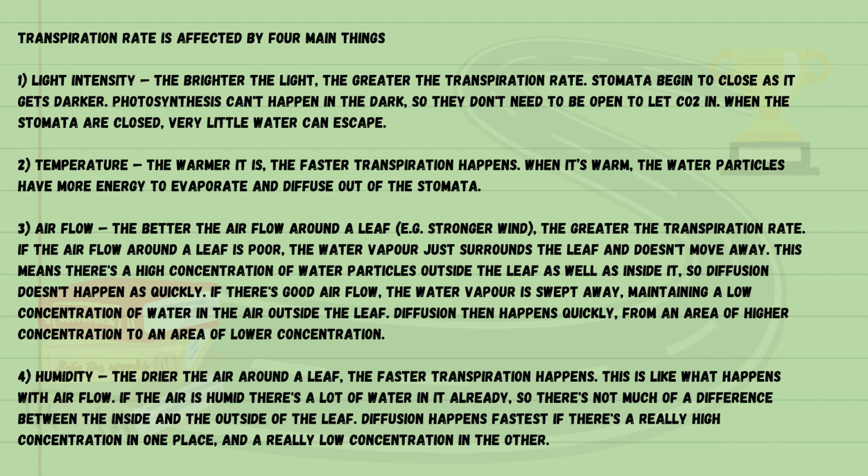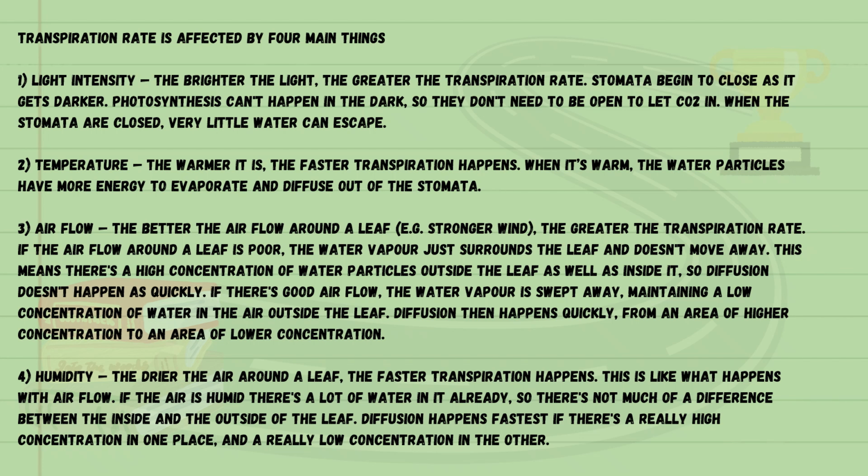Number three is airflow. The better the airflow around a leaf, for example stronger wind, the greater the transpiration rate. If the airflow around the leaf is poor, the water vapor just surrounds the leaf and doesn't move away. This means there's a high concentration of water particles outside the leaf as well as inside it, so diffusion doesn't happen as quickly. If there's good airflow, the water vapor is swept away, maintaining a low concentration of water in the air outside the leaf. Diffusion then happens quickly, from an area of higher concentration to an area of lower concentration.